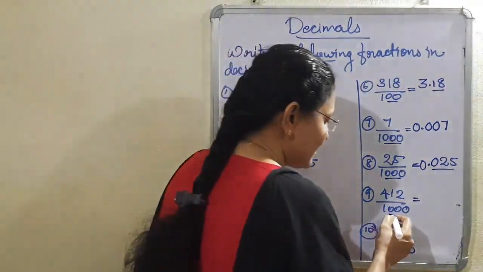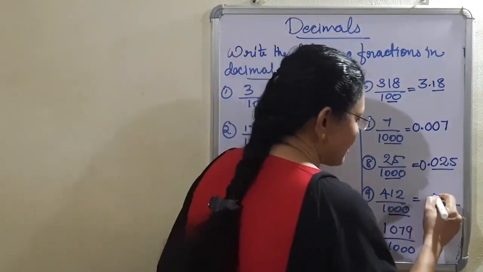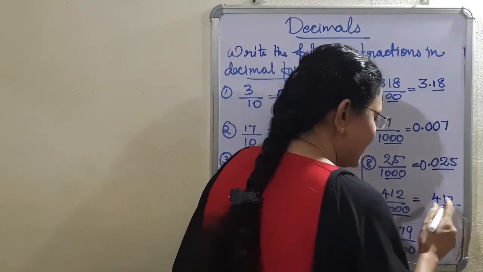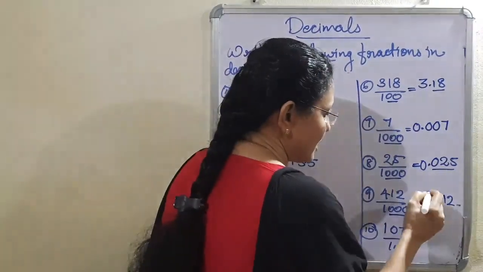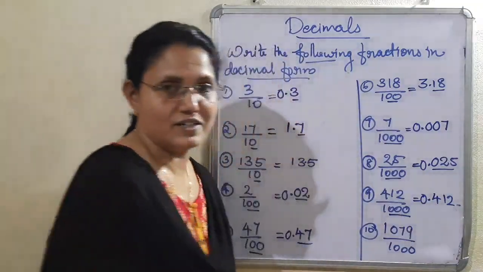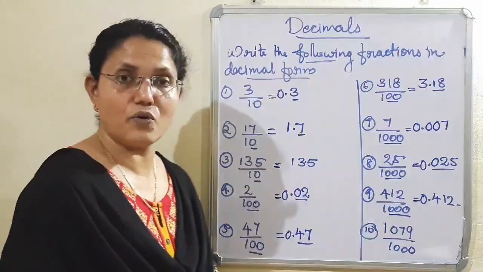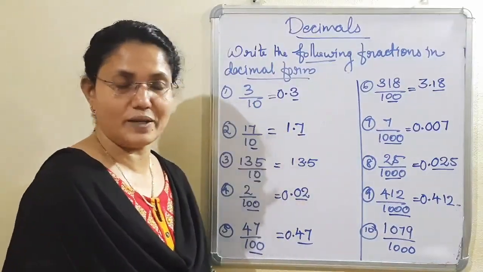Okay. Next one, 412 divided by 1000. Here 3 zeros, 3 decimal places. Now the numerator, there are 3 places. Then put the decimal point, whole number part 0. 0.412.